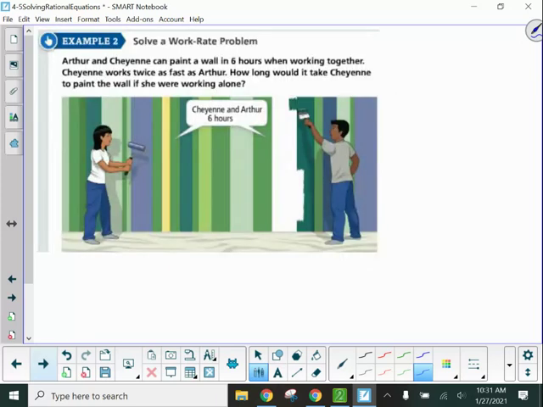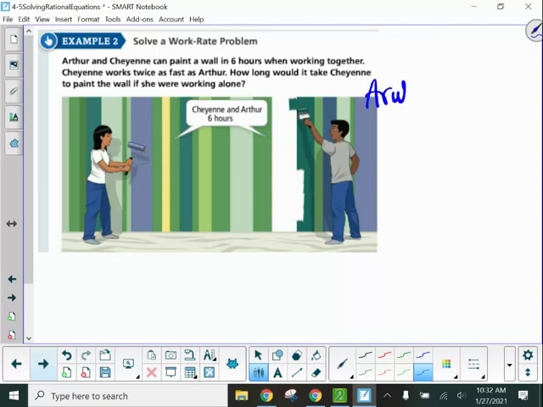The next example we're going to look at is a word problem, and these are very, very common and also commonly missed by students, so it is important that you pay attention to the setup here. It says Arthur and Cheyenne can paint a wall in 6 hours when working together. Cheyenne works twice as fast as Arthur. How long would it take Cheyenne to paint the wall if she were working alone? So if they can paint the wall together in 6 hours, we want to think about how long it takes them to paint a single wall.